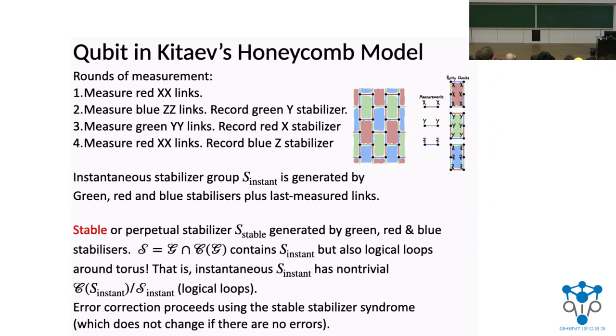So the instantaneous stabilizer has non-trivial elements in the Pauli group that commute with it but are not generated by it. So the point is that this thing was not the right way to look at it. Essentially, you could say it this way. And then the boundaries.